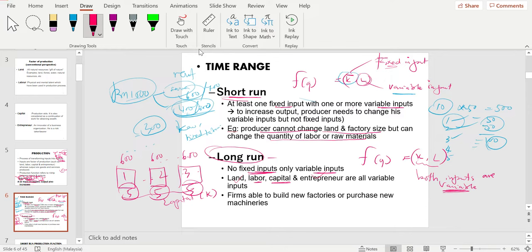Firms are able to build up new factories or purchase new machinery. Okay, so my example is a goreng pisang business, so there is no machinery. But if for example you do a big business, for example computers, now you have 2 computer factories, you will have 2 computer-making machines and so on.